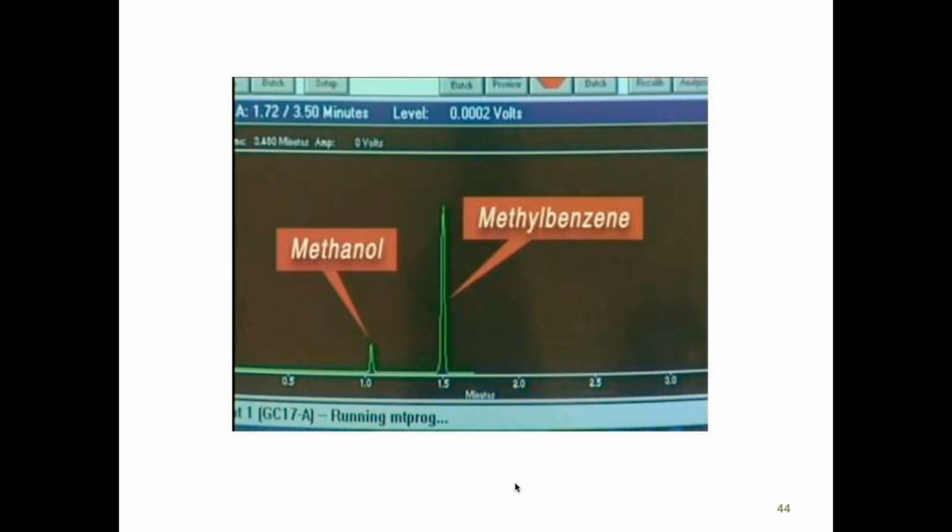The first peak is methanol, the more volatile component. Its retention time, that is the time taken for it to pass through the column, is about 1 minute. Notice it's also the lower molecular weight. The second peak, at about 5 minutes, is the less volatile methyl benzene. Its peak has a larger area, showing that there is more of it in the mixture.